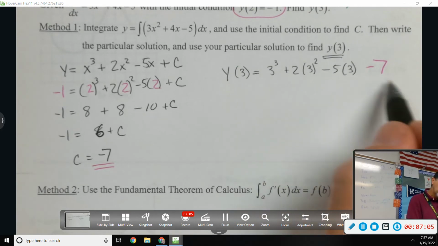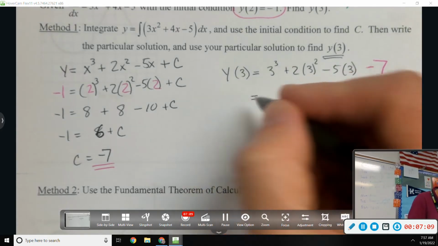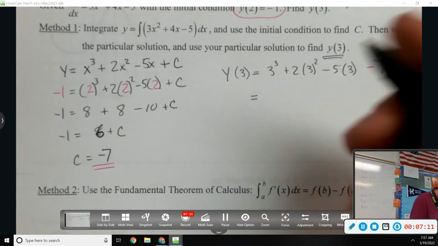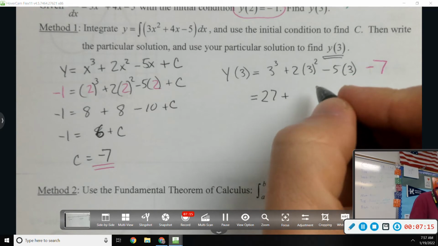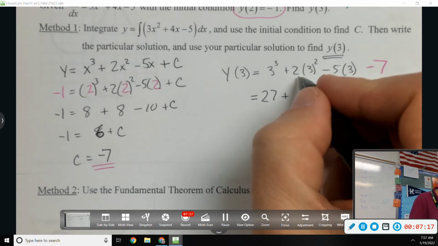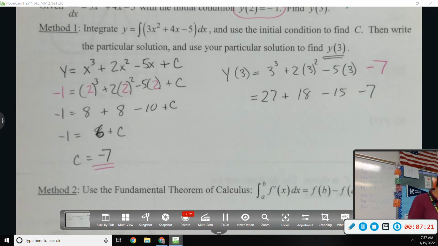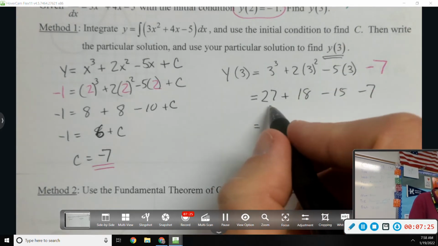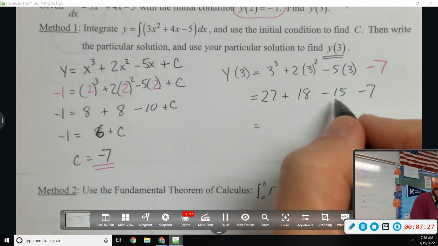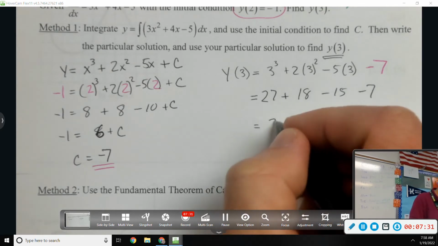And that would be a safe stop, right? You plugged it in, so you're good. But to make sure we can compare it to method 2, let's go ahead and go the long way around here. 2 times 9 is 18, minus 15, minus 7. So that's a lot of things to add up. 45 minus 15 is 30, minus 7 is 23.